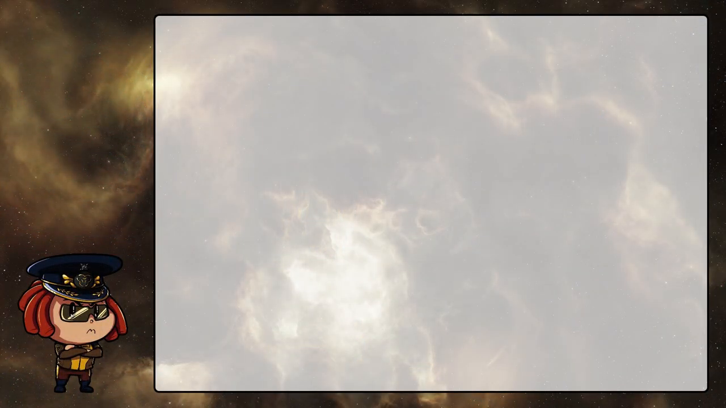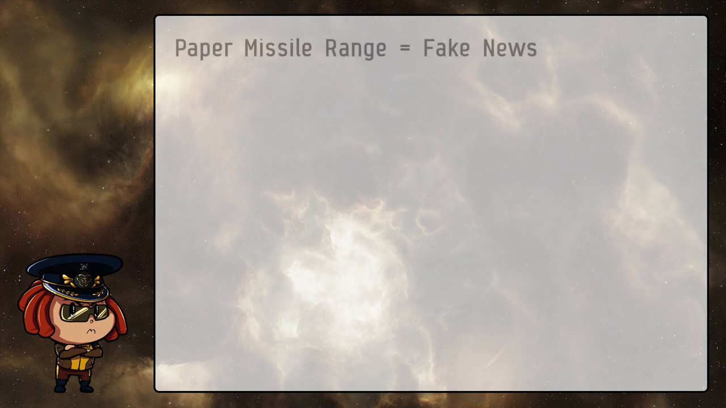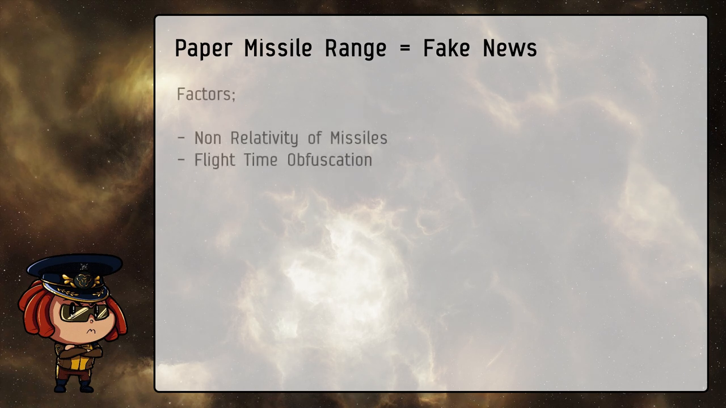Now, the first thing that I'm going to cover, and the first thing you really need to know about missiles, is that in terms of range, the game just straight up lies to you about how far your missiles will actually reach, and this is due to two main factors. The non-relativity of missiles and the flight time obfuscation.